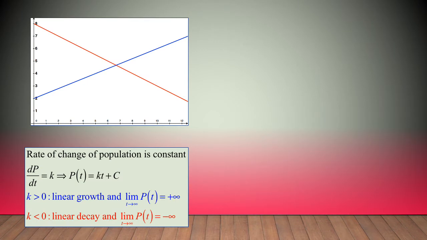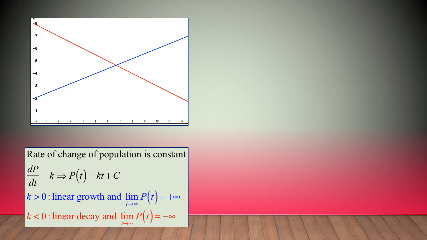This problem is all about growth and decay. In BC calculus, there are 3 types of growth decay situations that you should know. The first is simple. It is constant growth. The rate of change of population is constant. This is a differential equation in the form of dP/dt equals k, and therefore P of t can be written as kt plus c, a line.